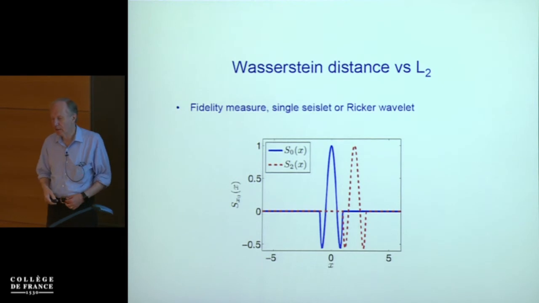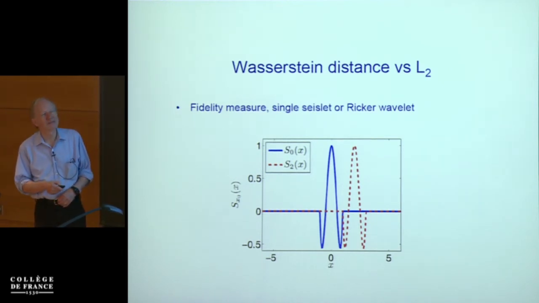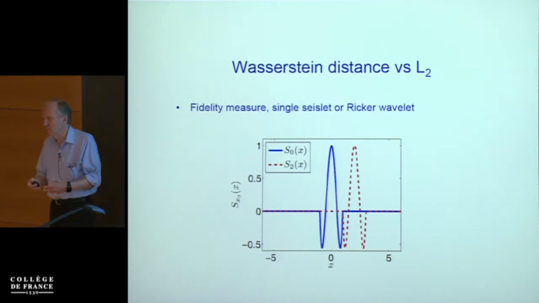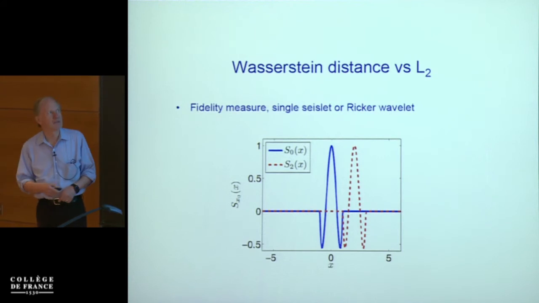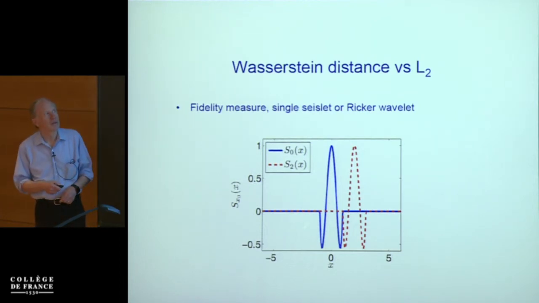And one can see that in a little bit more realistic setting. So this would be a typical signal that is used by seismologists as a signal mimicking what happens in the real world. So this is a Ricker wavelet. It's just the second derivative of a Gaussian. So it's symmetric, mean zero, and has these wiggles.